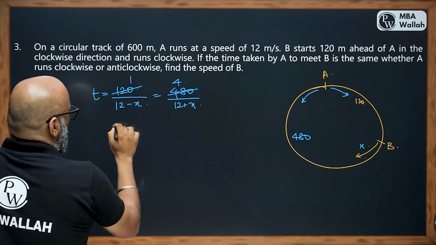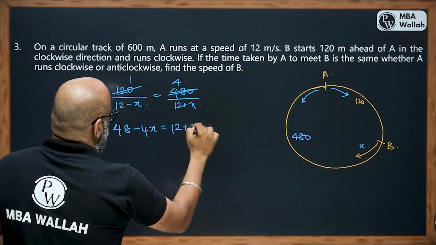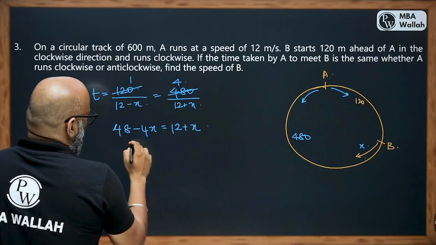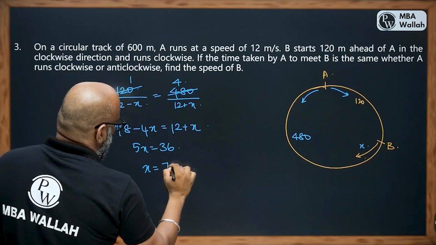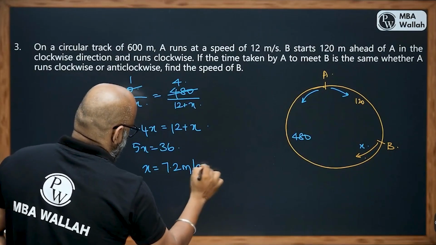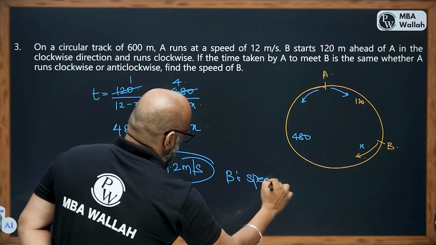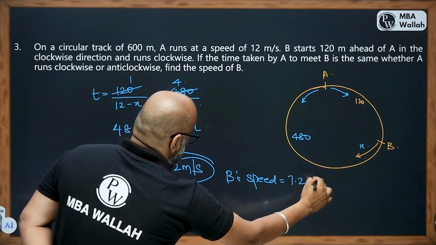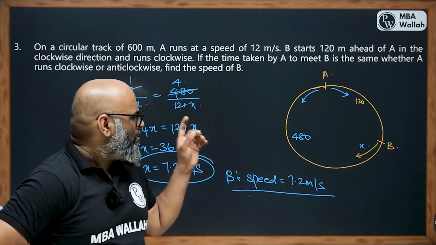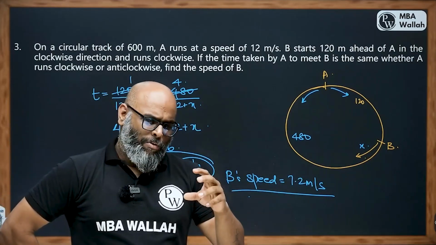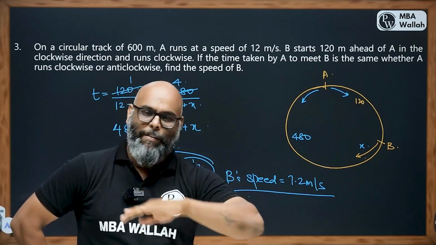Cross multiply. 48 minus 4x is equal to 12 plus x. Over here and over here, 5x is equal to 36. X is equal to 7.2 meters per second. So B's speed is equal to 7.2 meters per second. And that's it. Again, apply the logic, look for the condition that needs to be applied, plug your values in, and then we are through.